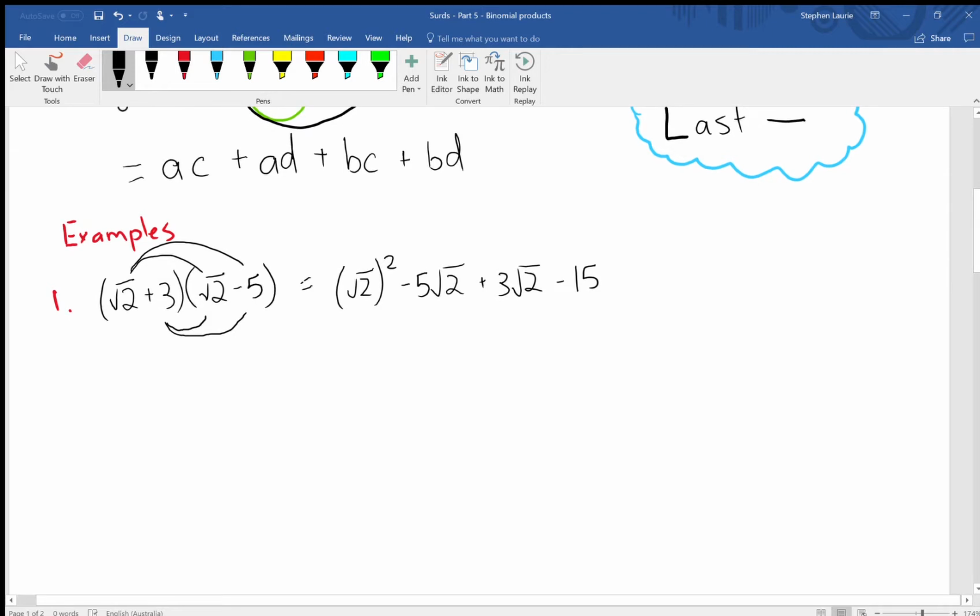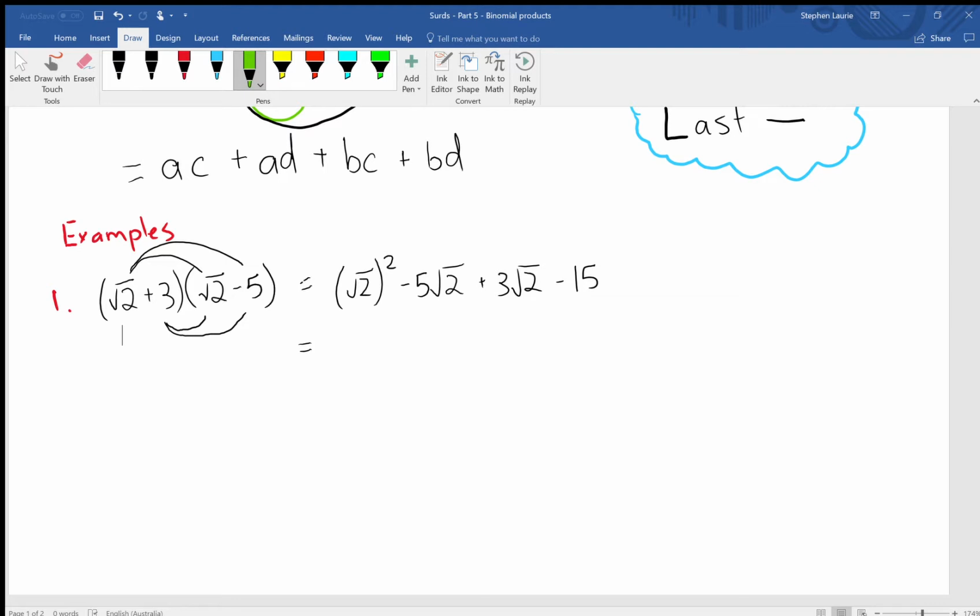Alrighty. Now we've got a couple of things to do on our next line in order to simplify this. The first thing is to realise that the square root of 2 squared is just 2. If we remember back to a previous rule, we learned that the square root of x squared is just x. So therefore, the square root of 2 squared is just 2.